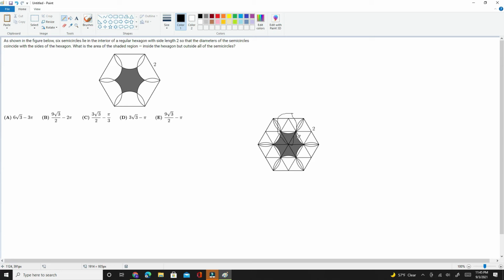So the first step is to find the area of the whole rhombus. We can do that by finding the area of a triangle and then multiplying by 2. Since the diameter of these semicircles is 2, which is also the side length of the hexagon, the side length of these triangles is 1. Since these are all equilateral, 1 is each of their side lengths. Now we just take half base times height and use the normal triangle area formula, and we would get the area of the triangle as root 3 over 4. But then we multiply by 2 to get root 3 over 2. So let's write that out here.